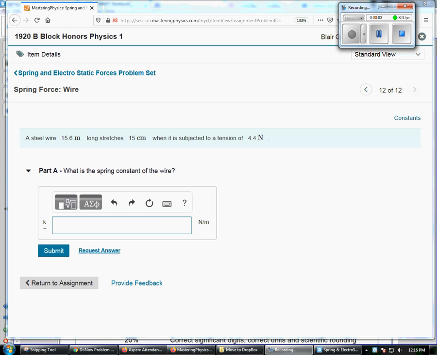Alright, so we're going to start with 12 and then go on to 3. So we've got a steel wire of this long, stretches this many centimeters. Should we change the meters to centimeters or the centimeters to meters? Centimeters to meters, yeah. When it is subjected to a tension of this many newtons. And they want to know what is the spring constant of the wire.